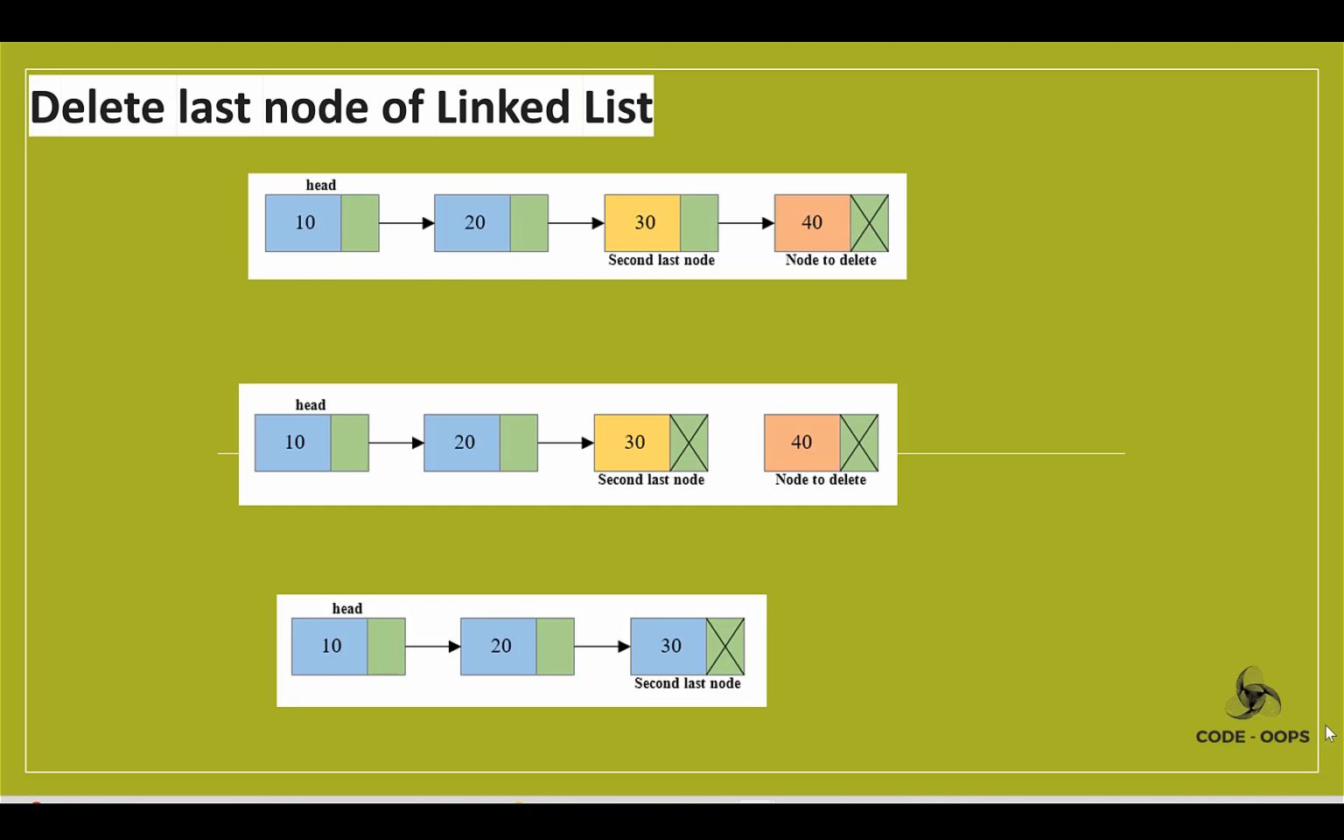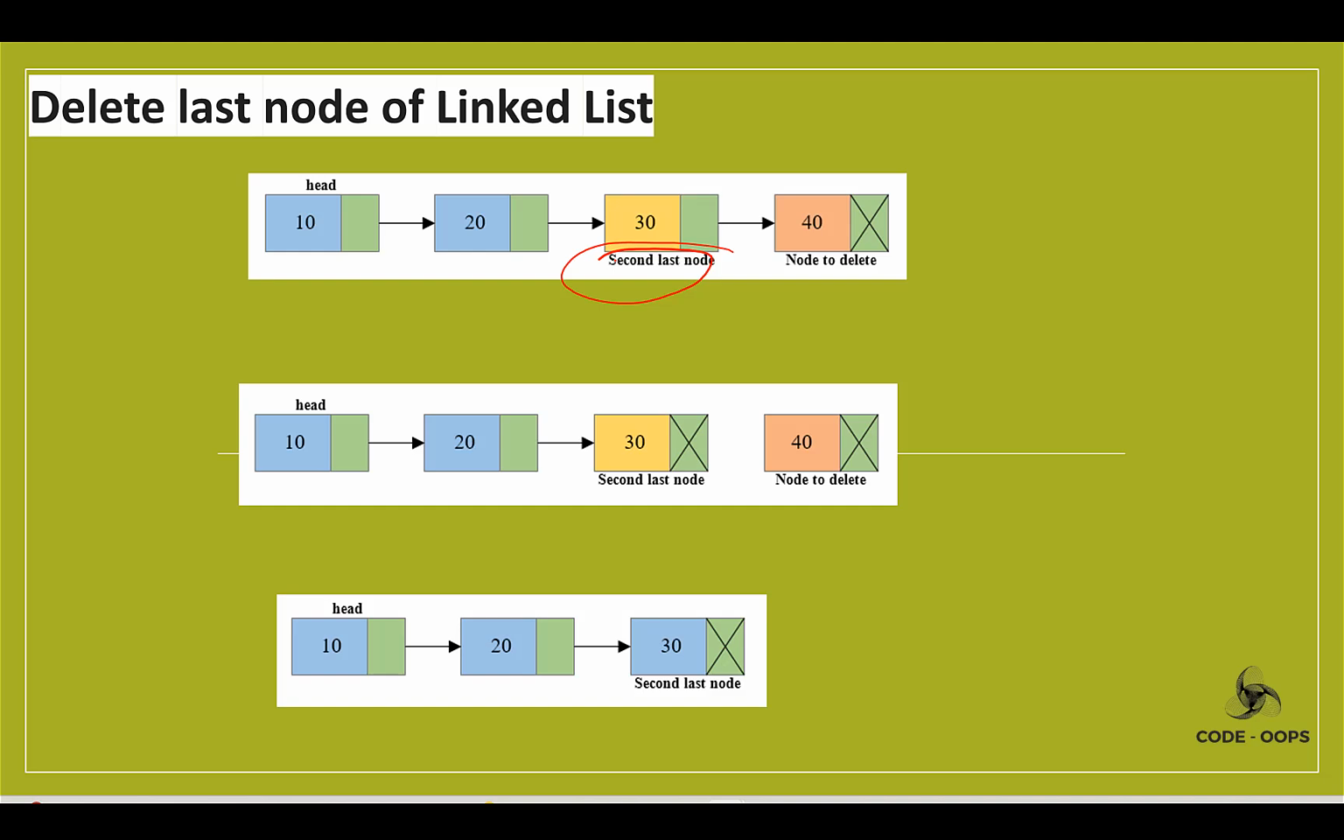Hello everyone, in this video we'll learn a program to create a linked list of n nodes and delete the last node of the list. There are three steps to delete the last node of a linked list. First of all, we have to traverse to the last node of the linked list, keeping track of the second last node in some temporary variable, that is second last node.